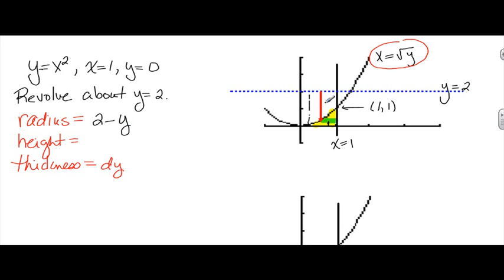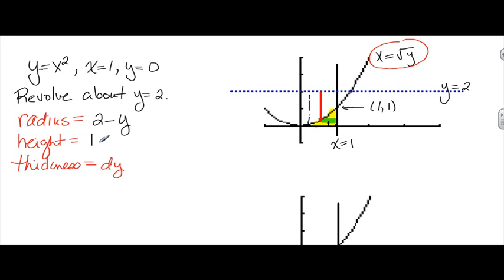Now, height seems a little strange also when we're looking at a horizontal slice. The height that I'm talking about is actually going to be the length of the slice always. So with a horizontal slice, it's the right edge, 1, minus the left edge, which would be the square root of y, determined by that curve.